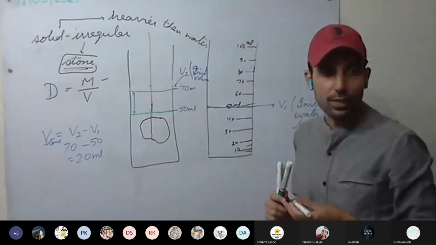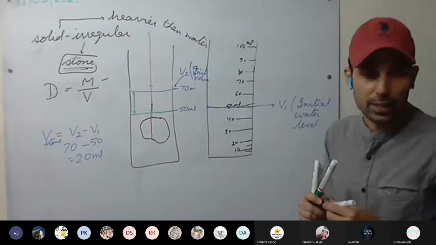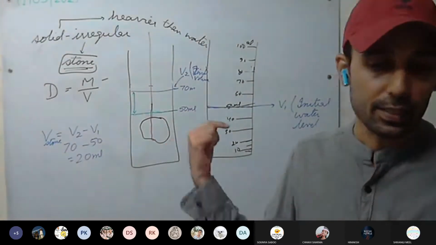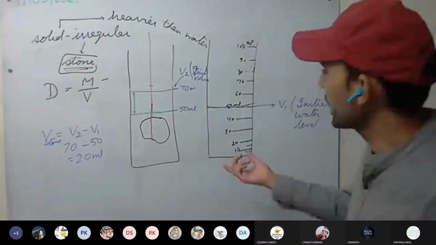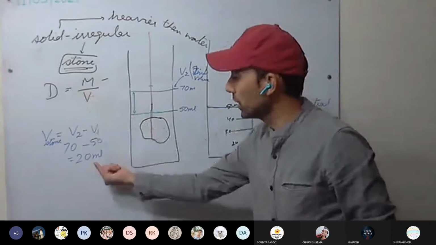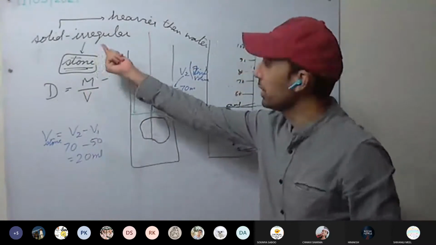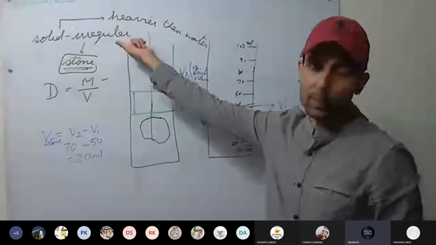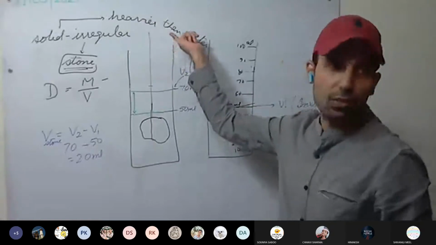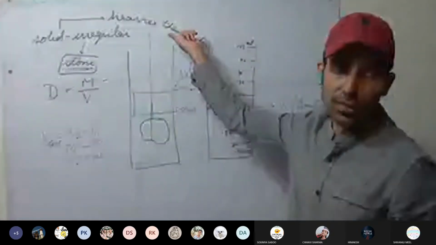Understood now? So by the displacement method, we have determined the volume of the solid. Which kind of solid? One which is irregular in shape and heavier than water.